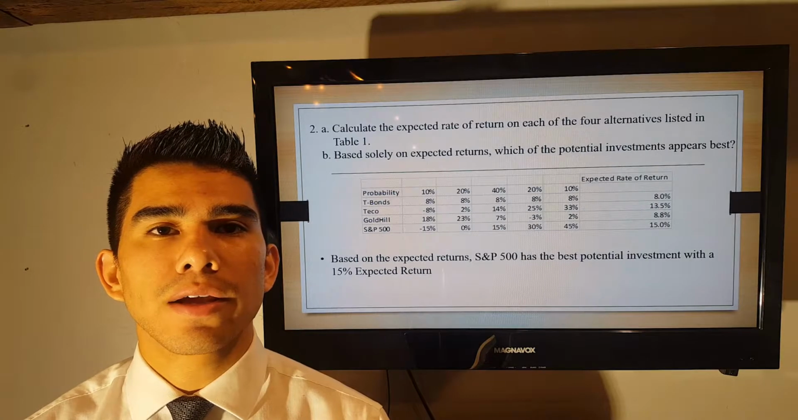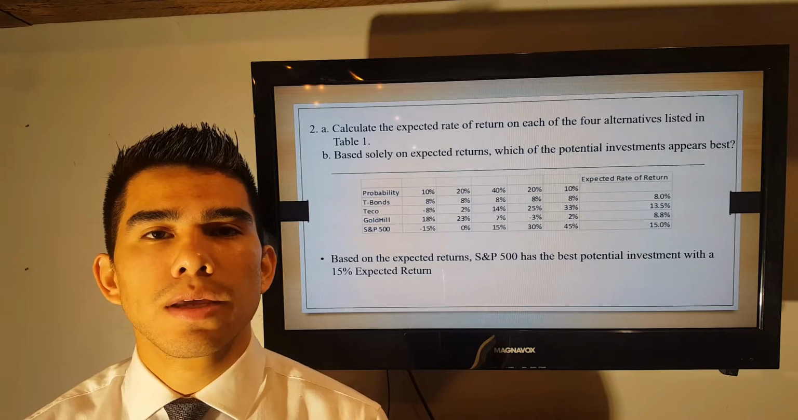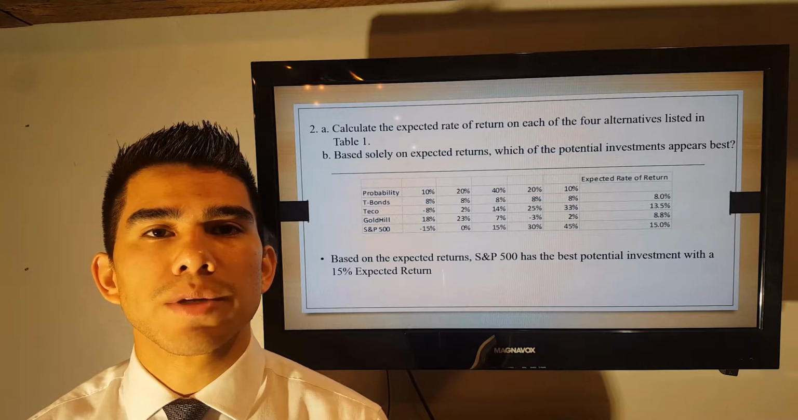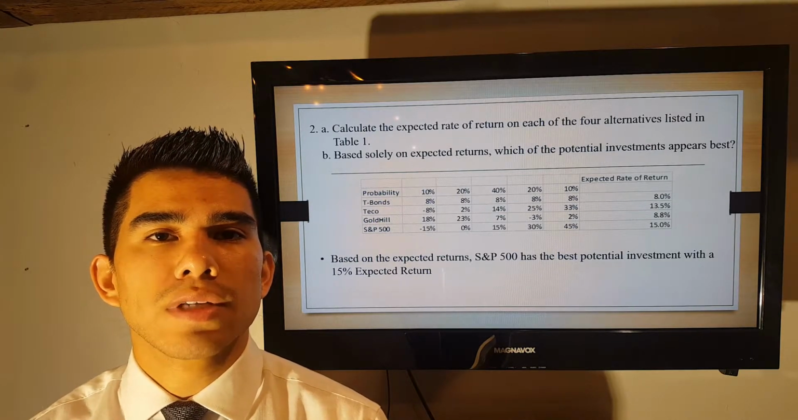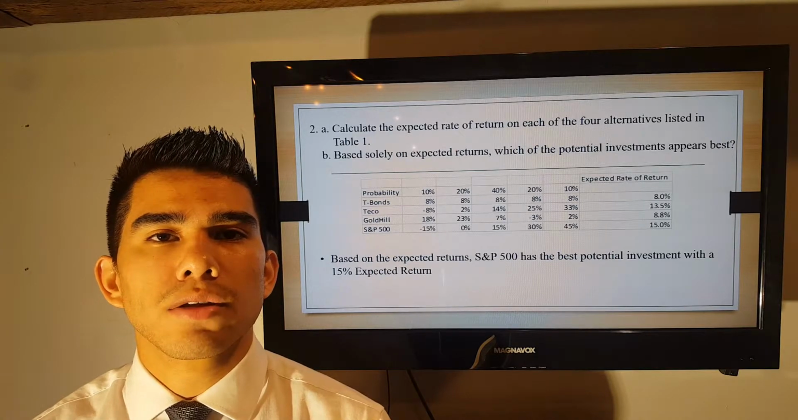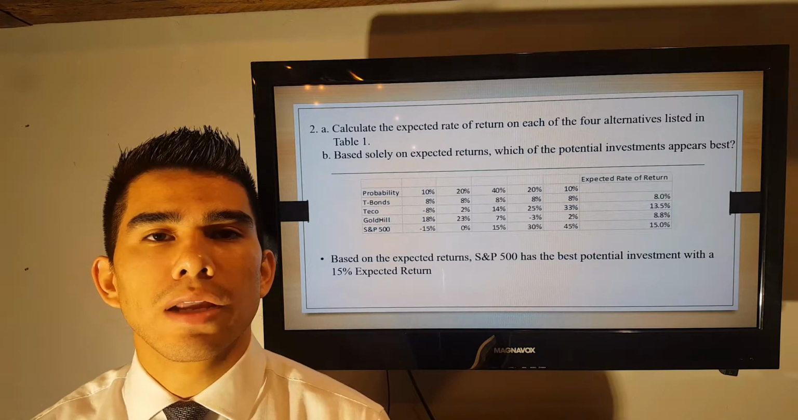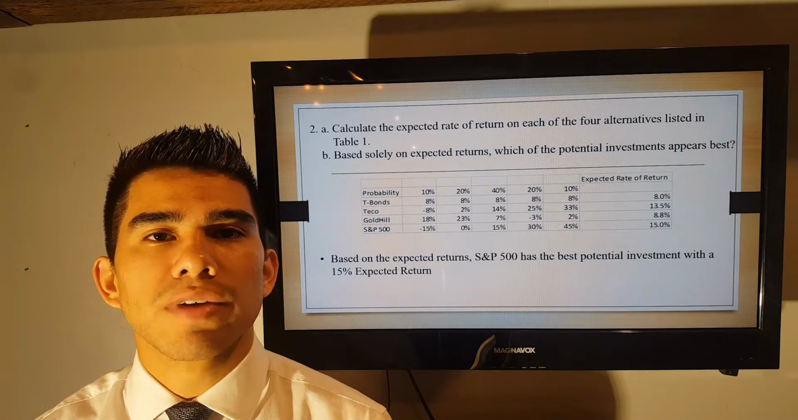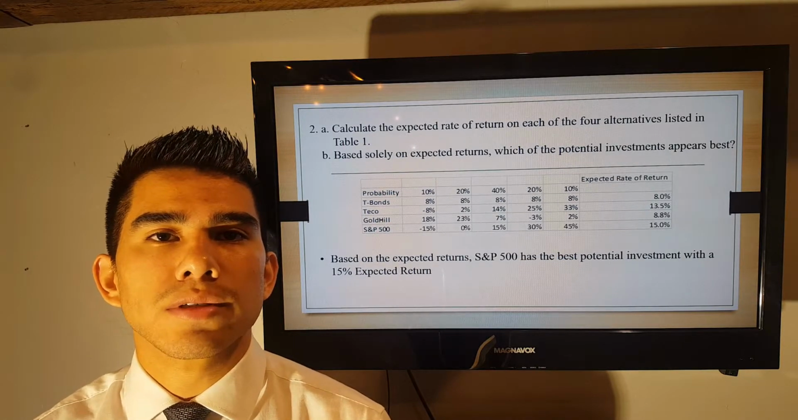Question 2 asks to calculate the expected rate of return for each of the 4 alternatives listed in Table 1. The second part asks, based solely on expected returns, which of the potential investments appears best? Now, as we take a look at the table, we can see that the T-bond expected rate of return is at 8%, for TECO is at a 13.5%, Gold Hill is at 8.8%, and S&P 500 is at a 15%. Now, to answer the second part of the question, S&P 500 is clearly the best potential investment with a 15% expected rate of return if you base it solely on expected returns.